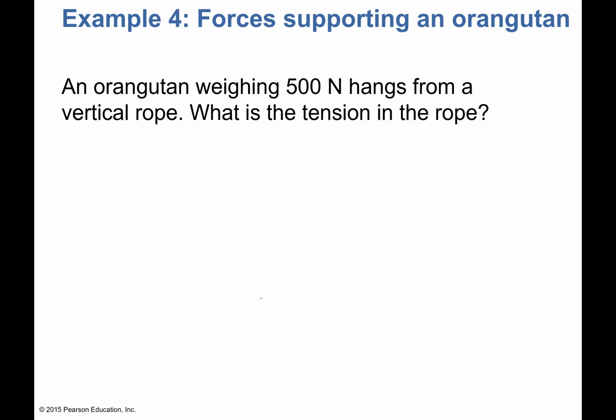All right, so here's another example. An orangutan weighing 500 newtons hangs from a vertical rope. What is the tension in the rope? Now we want to find the tension in the rope.